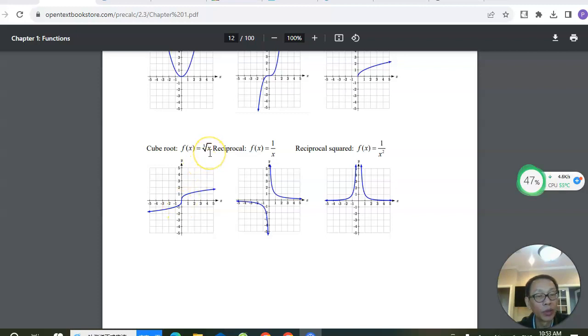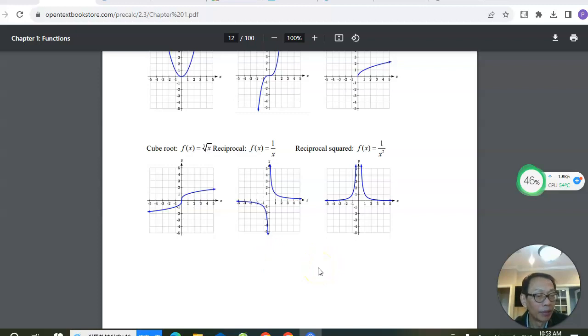Now when x equals negative 1, cube root is still negative 1, because negative 1 to the cube is equal to negative 1, right? So negative 1 cube root is still negative 1. So you pass through negative 1, negative 1. Now you want to try negative 8, because negative 8 is equal to negative 2 to the cube. Then cube root is still negative 2. So when x equals negative 8, y equals negative 2. So you draw this line. Okay? That's how you get the cube root.